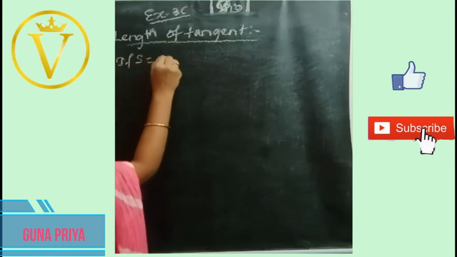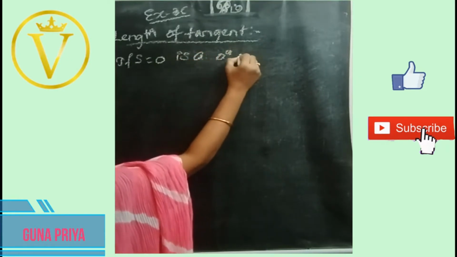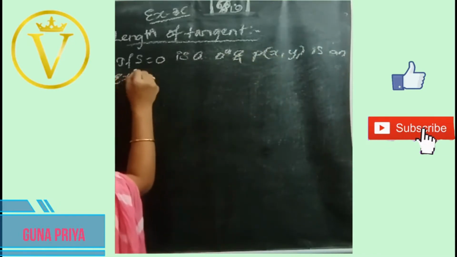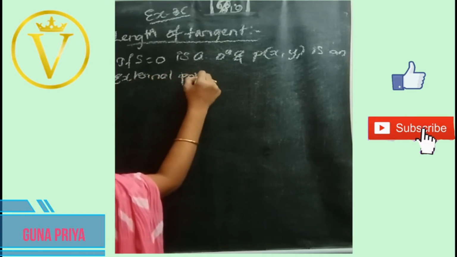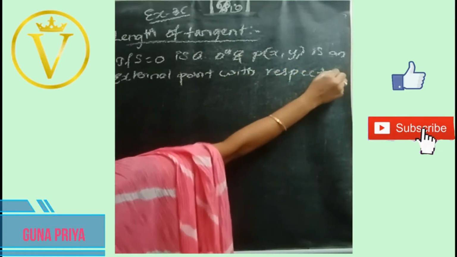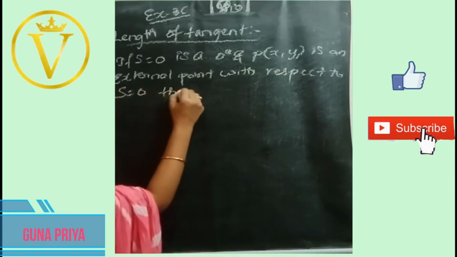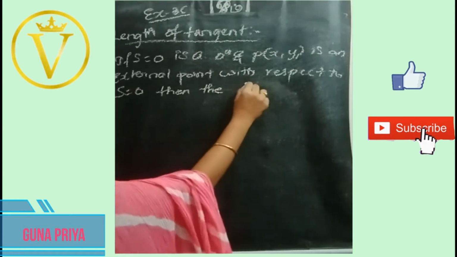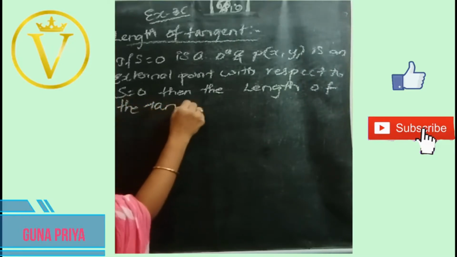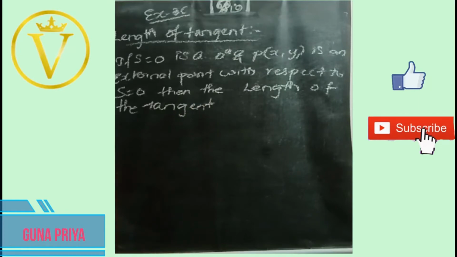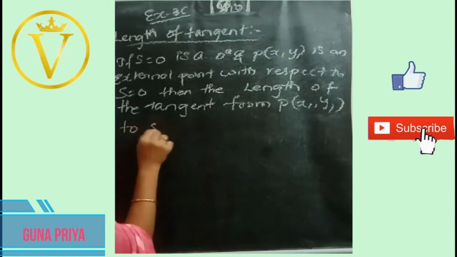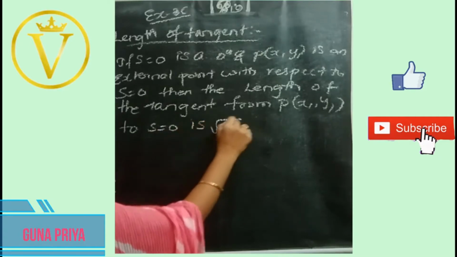If S equals 0 is a circle and P(x1, y1) is an external point with respect to S equals 0, then the length of the tangent from P(x1, y1) to S equals 0 is root of S11.